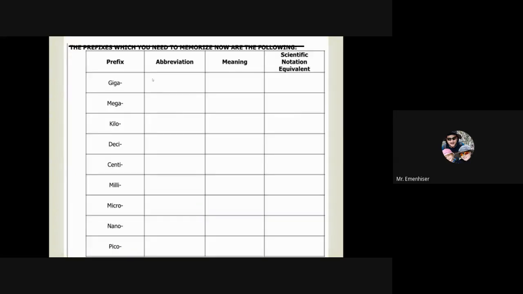All right, so I already have an answer key for this, so I'm not going to do this again. I'm going to give you the link to the PowerPoint if you don't have it already, and then you can copy it over to your warm-up. You need to put the abbreviations, the meanings, and the scientific notation equivalent for those.